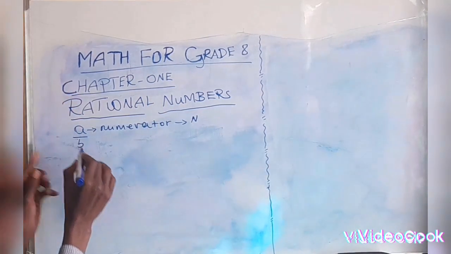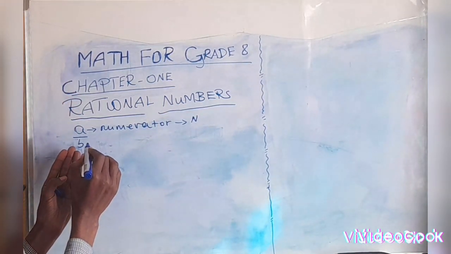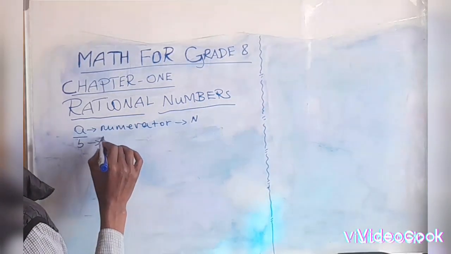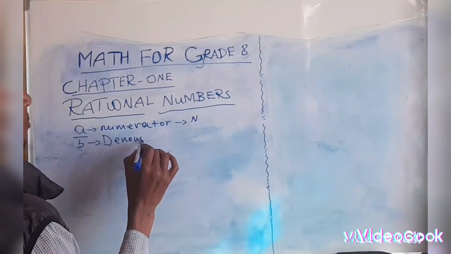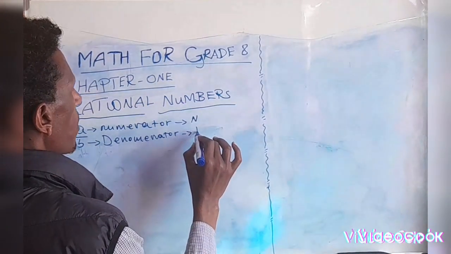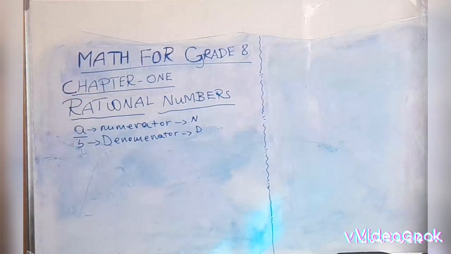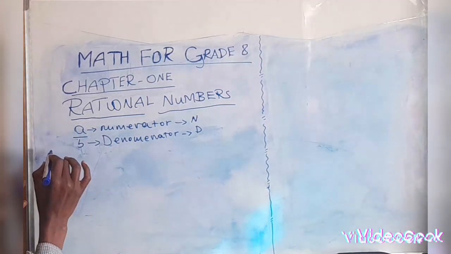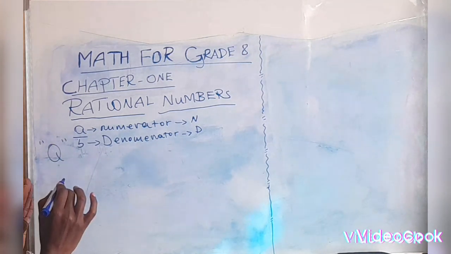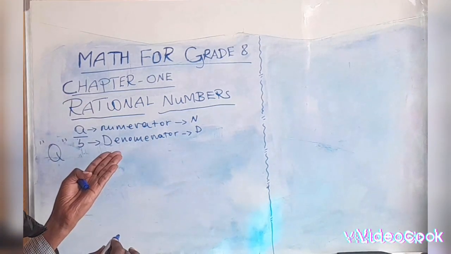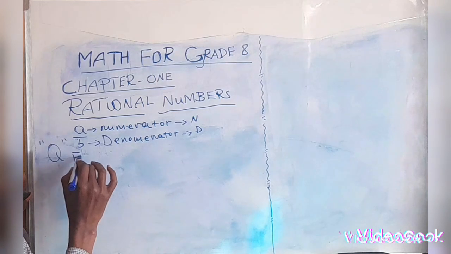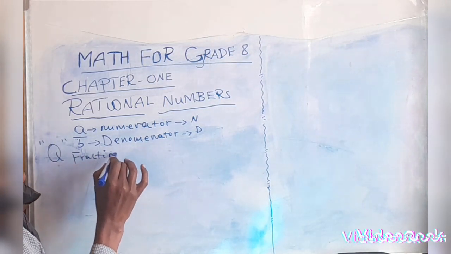The number written at the bottom is known as the denominator, and it can be denoted by capital D. This rational number can also be denoted by capital Q. The set of rational numbers is represented by capital Q, and it can be expressed in terms of fraction.